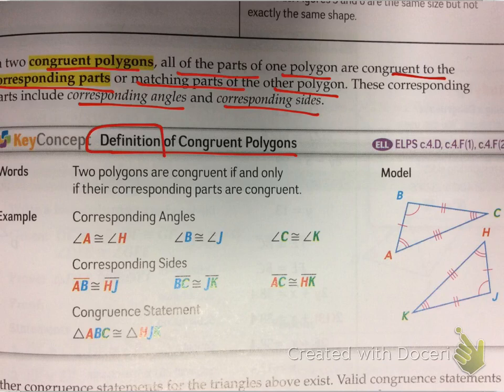Notice here the corresponding angles: A with H, B with J, C with K, saying those angles are congruent. And then the sides: AB with HJ, BC with JK, that type of thing. Thus, because all the angles and all the sides are congruent, the triangles are congruent. But notice how they match that up. They're saying triangle ABC is congruent to HJK.